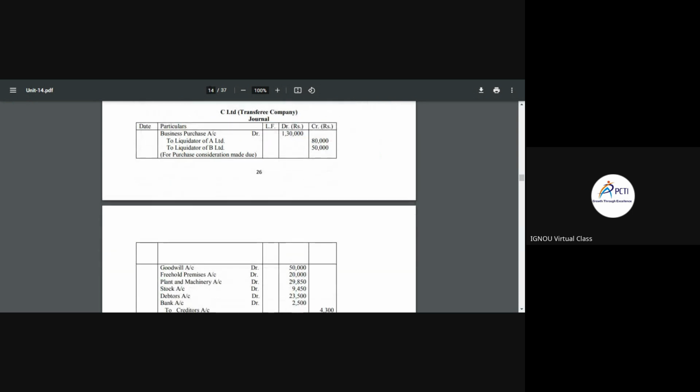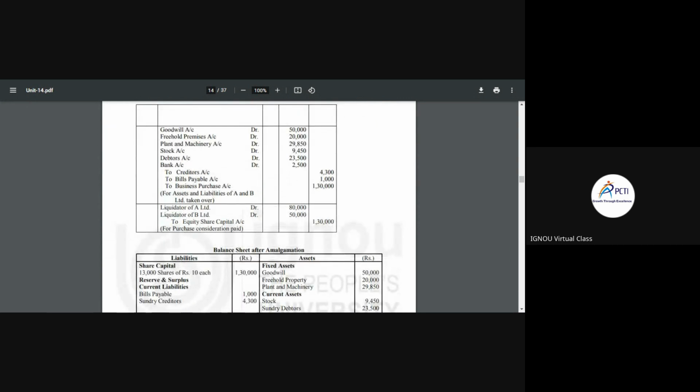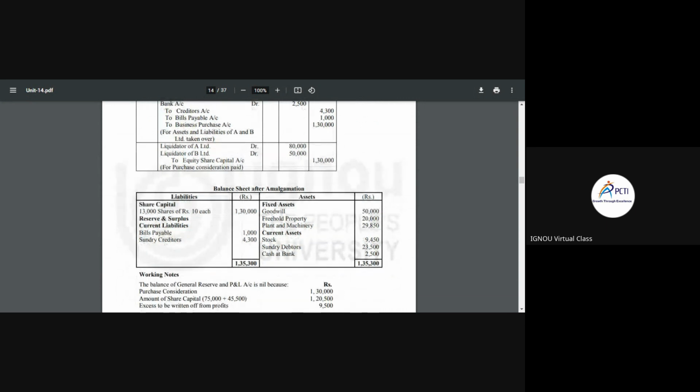Now we have C Limited, that will be the transferee company. So now the entry will be passed like business purchase account debit to liquidator of A Limited and to liquidator of B Limited. Next one is to calculate the goodwill account debit, freehold premises account debit, plant and machinery account debit, stock account debit, debtors account debit, bank account debit, to creditors account, to bills payable account, to business purchase account. And the last entry which we need to pass is the liquidator of A Limited account debit, liquidator of B Limited account debit to equity share capital account.